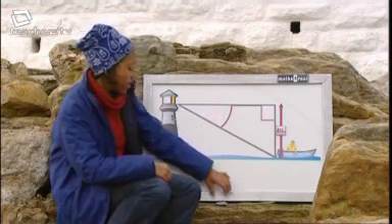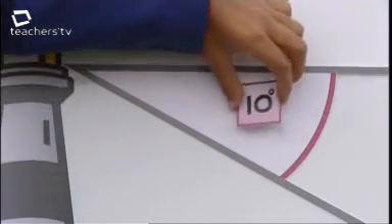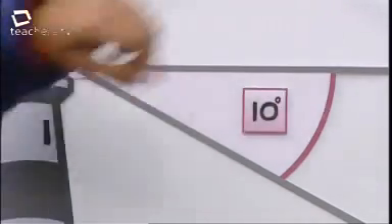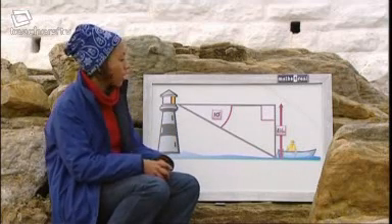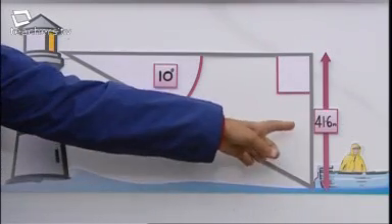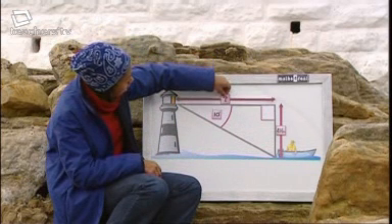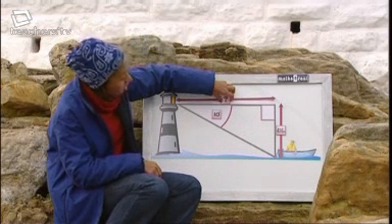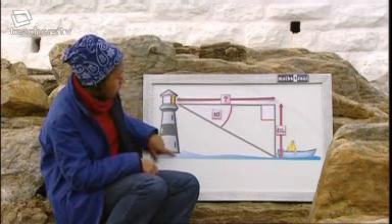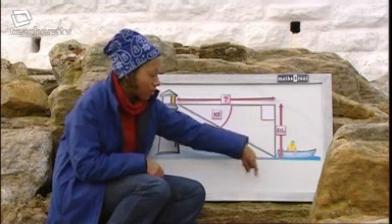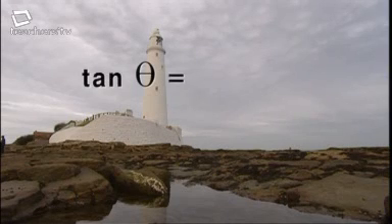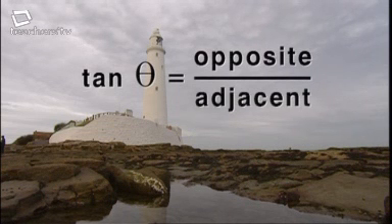I also know this angle here, that's 10 degrees. And because I know two things about this triangle, this angle and its opposite side, I can work out the third thing, the adjacent side, which is the same as the distance from the bottom of the lighthouse to Jamie's boat. Remember, tan theta equals opposite over adjacent.